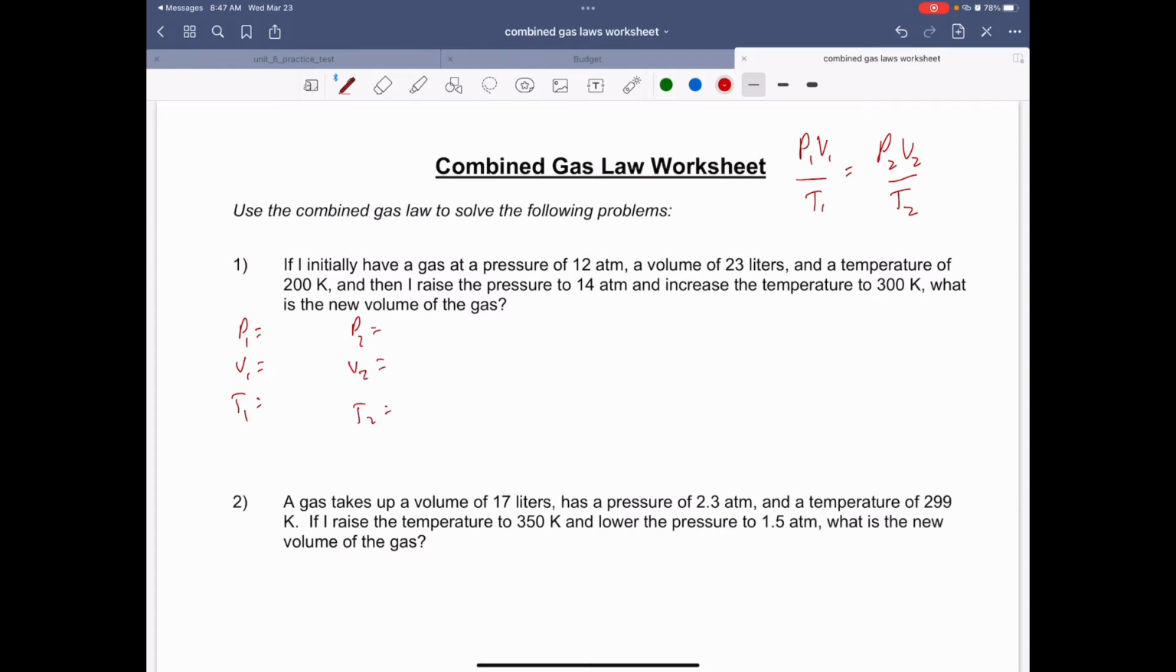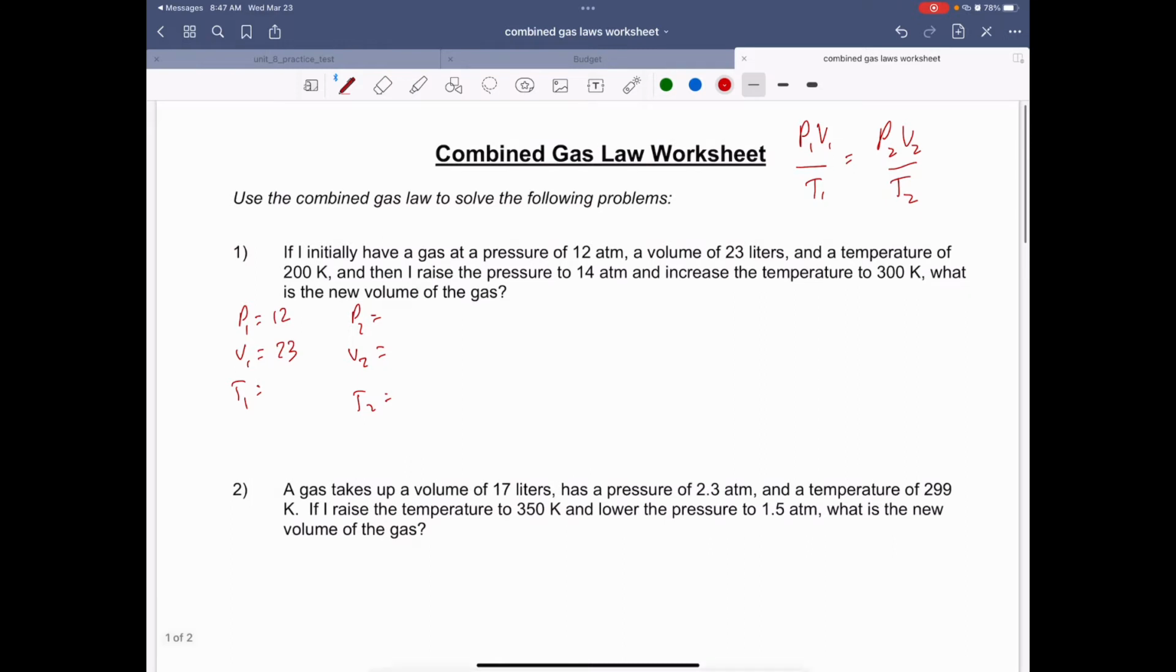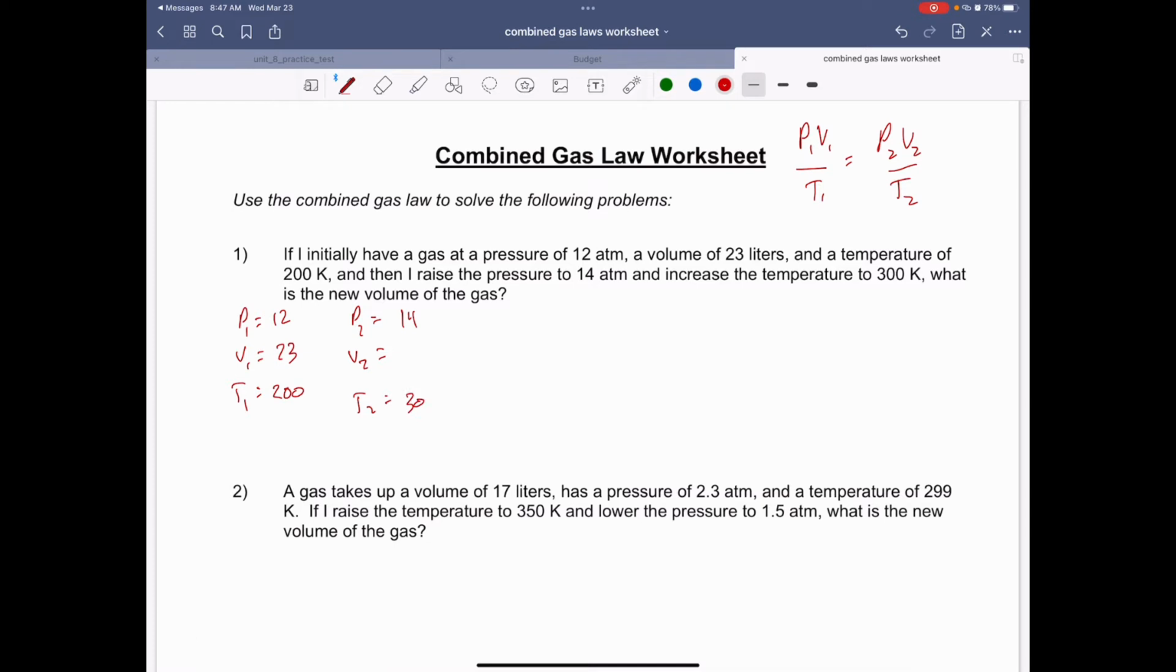All right, the initial pressure was 12 atms. The initial volume was 23 liters. The initial temperature is 200 Kelvin. That's already in Kelvin, so I don't have to convert it. The final pressure is 14. The final temperature is 300, and we're looking for the new volume, right? That's the thing that we're looking for. So now we can sort of put these pieces together, and let's figure this out.